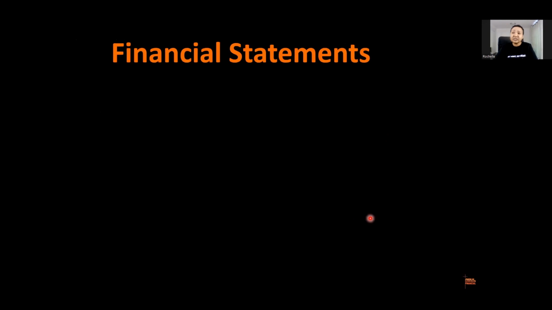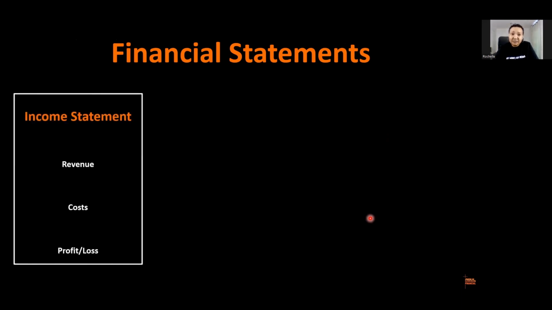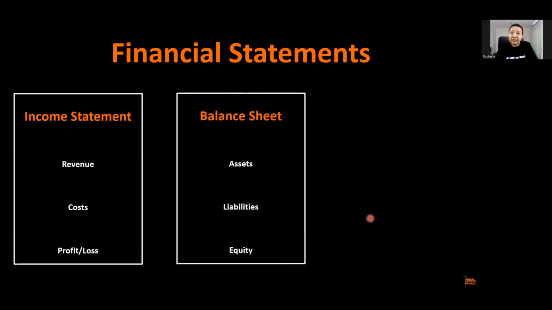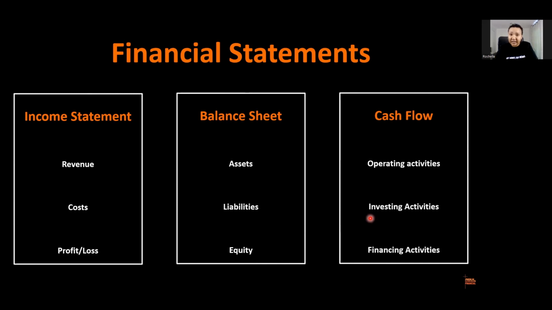Now, what does a set of financial statements look like? You will find three main statements for any set of financial statements. The first statement that you get is the income statement. The second one is the balance sheet, and the last one is the cash flow statement. And these together make up a set of financial statements. Now let's look at the income statement first.